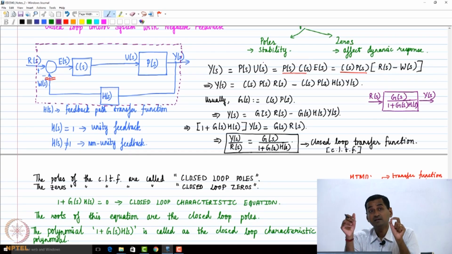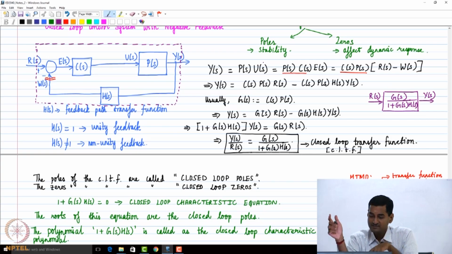Why is it important? What is the open loop transfer function? G of S times H of S, where G of S is C of S times P of S. So you see that the open loop transfer function is nothing but the product of all the transfer functions that you have. So you have three blocks, C of S, P of S and H of S. Immediately the open loop transfer function is formed by the product of these three transfer functions. That's why you will see that it's useful as we go along.